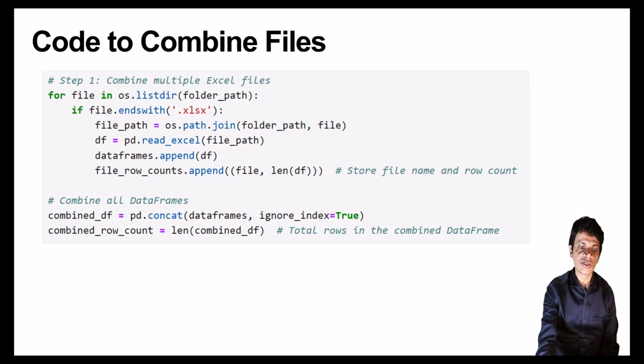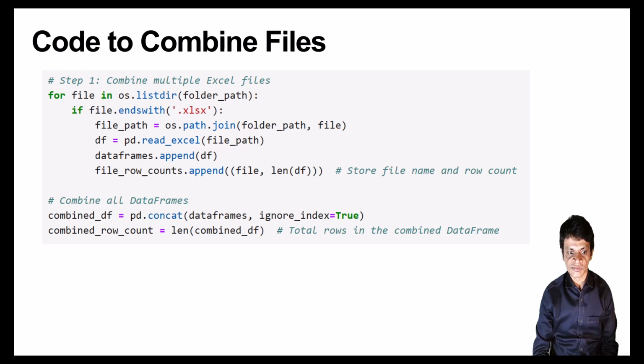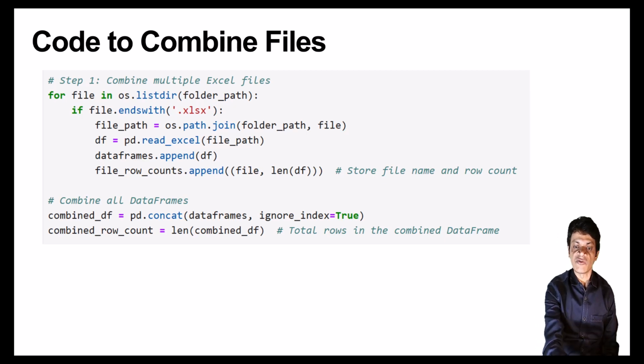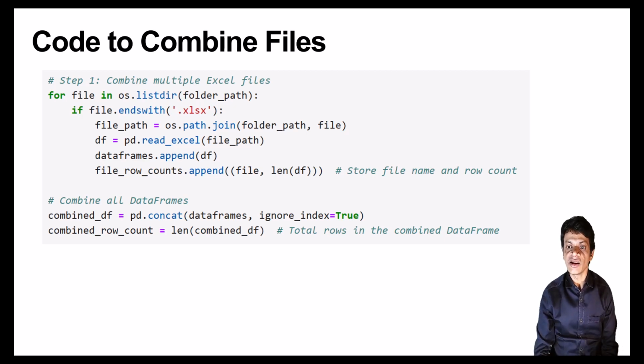In the next step, if you see here, combine all data frames. The combined DF is created using pd.concat. So all the data frames which were created, we appended here, and ignore index is true. So we are ignoring that index.